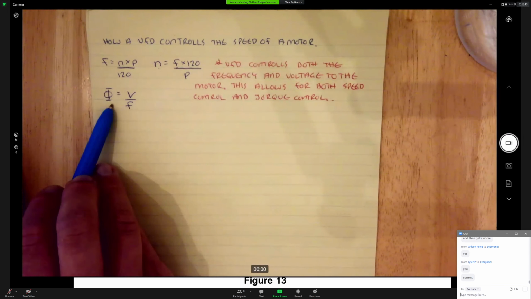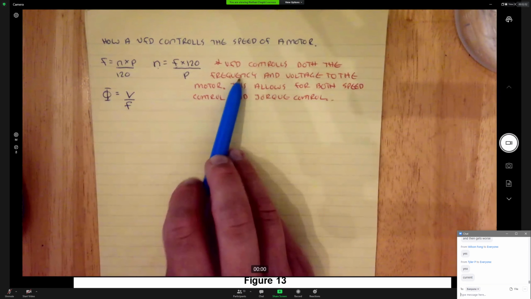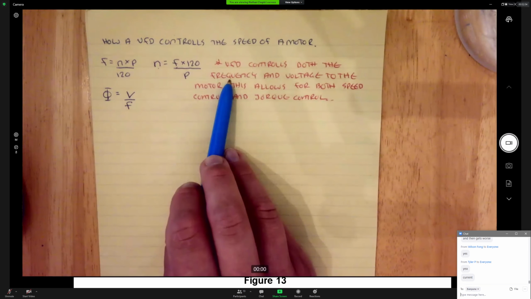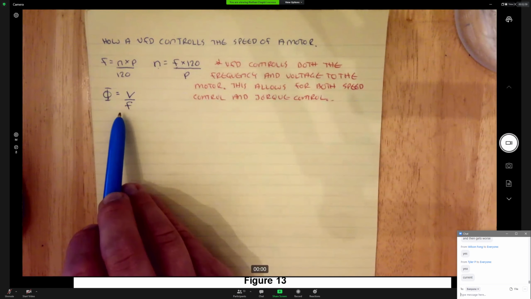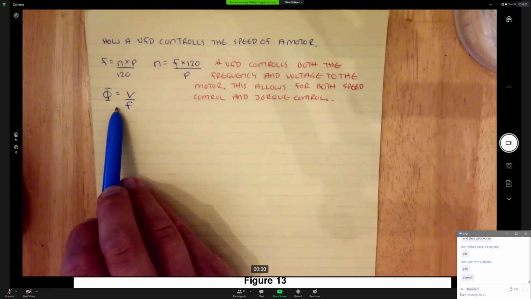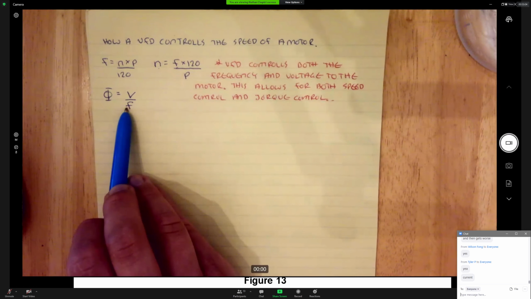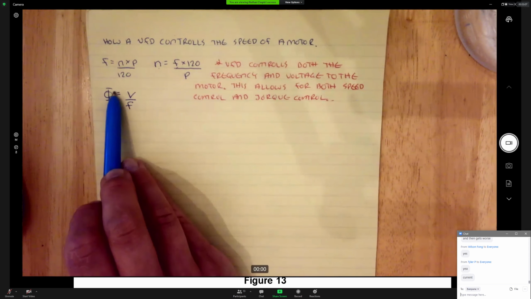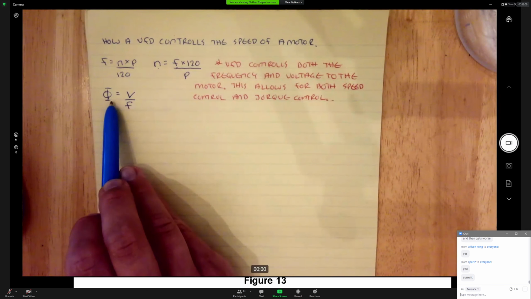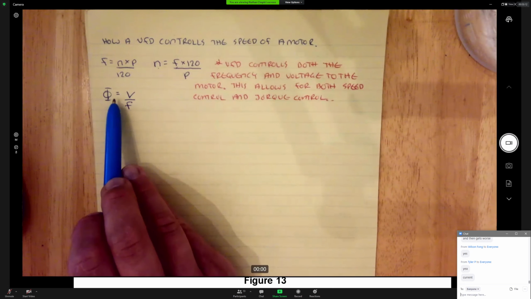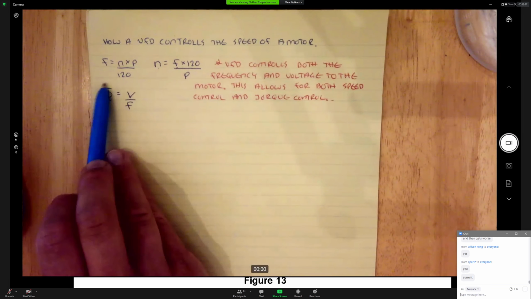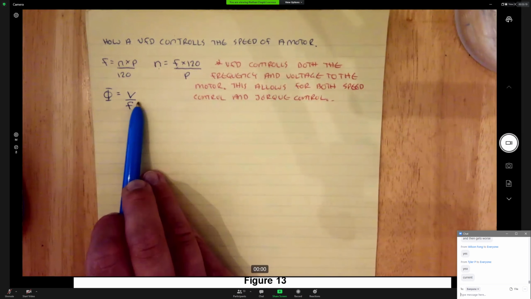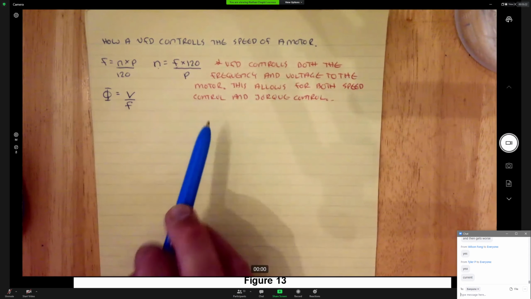As it relates to, well, look at this. The VFD controls both the frequency and the voltage to the motor. Well, it looks to me like a variable frequency drive, if it controls the voltage and the frequency to a motor, is actually controlling the flux in that stator. And that's how speed and torque control are achieved. This statement right here and this formula right here give you the fundamentals of how a variable frequency drive actually works.